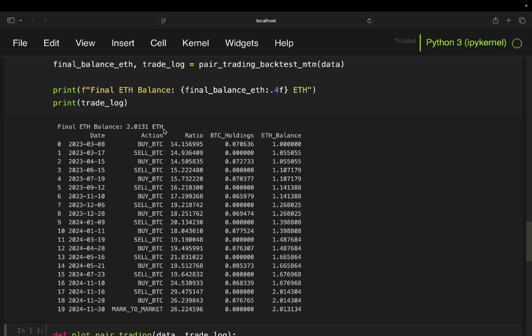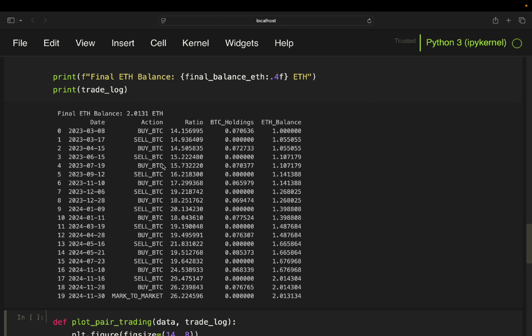Obviously, you have to take some influencing factors like trading fees into account, but nevertheless, more than 100% profit on that strategy. So you have the trade log here as well. You see, first trade was on the 8th of March. You bought Bitcoin, then you sold it on the 17th, and so on and so forth.